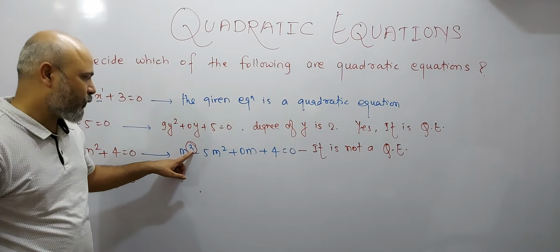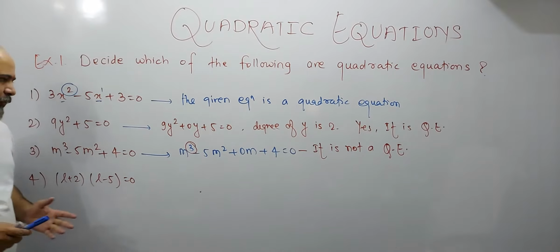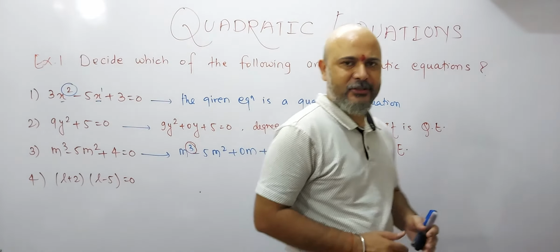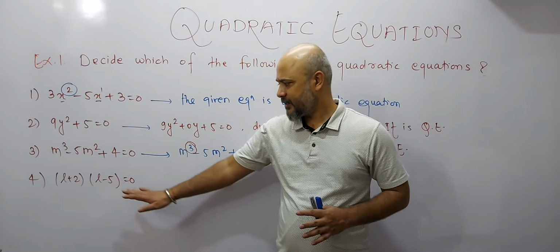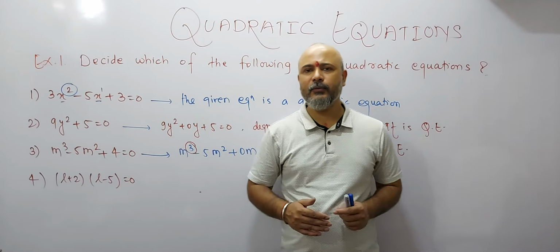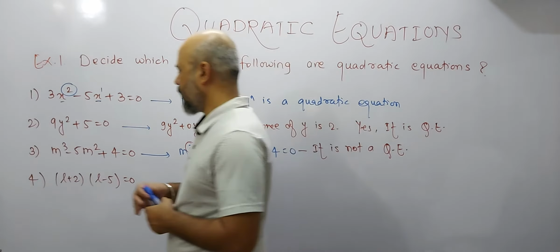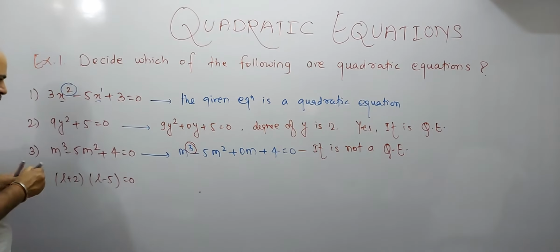Okay, now we will see the fourth one. For the fourth one, we are having two brackets, that is l plus 2 multiplied by l minus 5, which is equal to 0. So we can't say directly whether this equation is a quadratic equation or not. We have to solve this equation, and then we will come to know whether the given equation is a quadratic equation or not. So how will we solve?